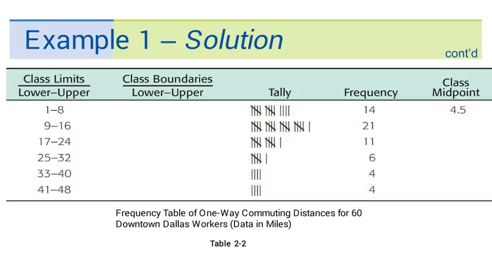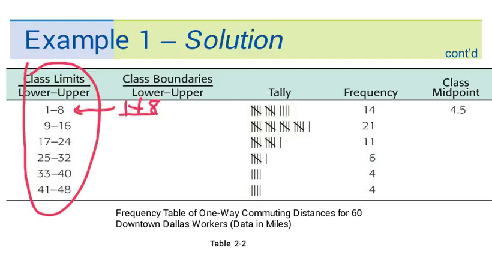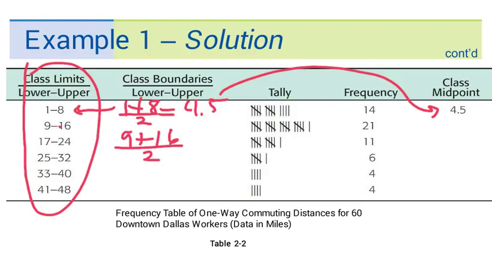So if I look at my lower and upper class limits at the left here, my first class has a lower class limit of 1 and an upper class limit of 8. I divide the sum of those by 2 and I get 4.5, which is what I input over here in the class midpoint column. The next one would be lower class limit of 9, upper class limit of 16, divide by 2. I should have 25 divided by 2 or 12.5, which I put over here.